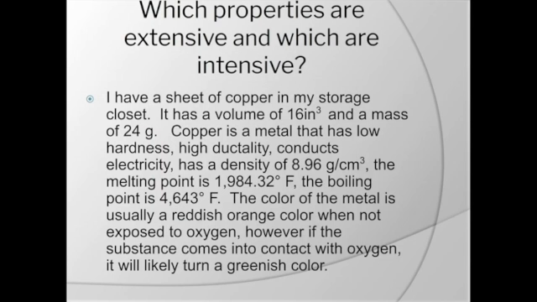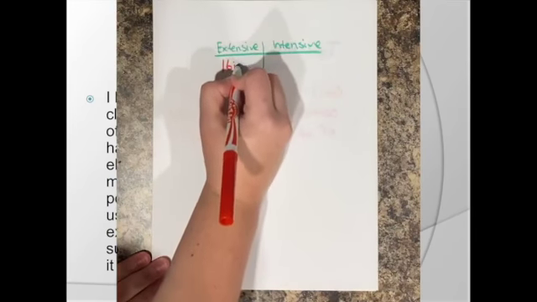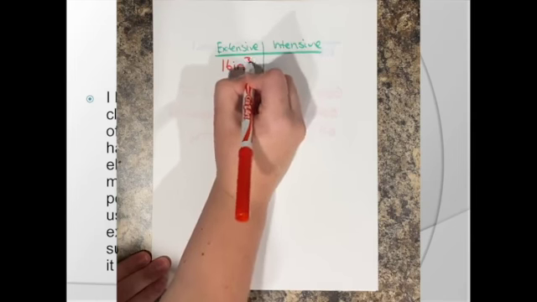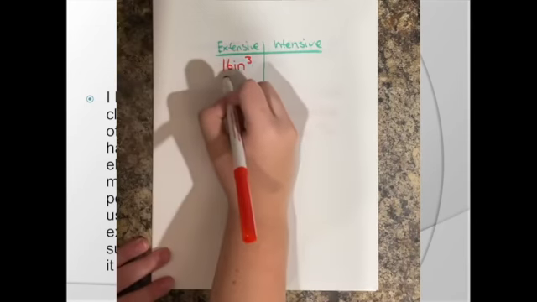All right, so let's look at this list and we'll jump back and forth with this piece of paper. So I have a sheet of copper in my storage closet. It has a volume of 16 inches cubed. Okay, so volume, that has to do with the amount. So it would be extensive. So 16 inches cubed. And a mass of 24 grams. Well, that also has to do with the amount. So that would be extensive.